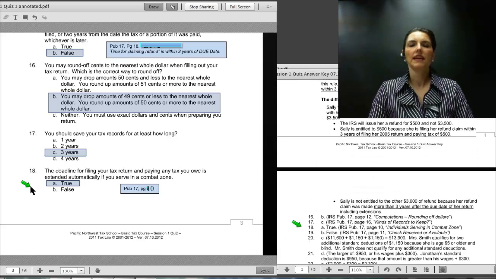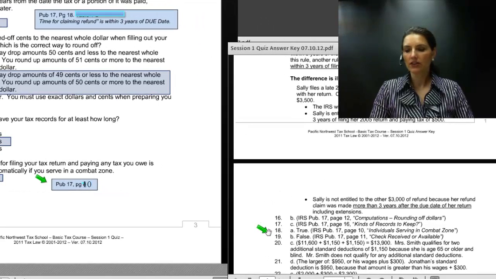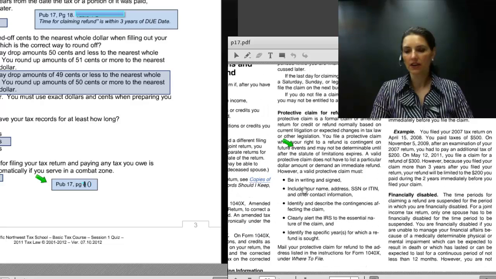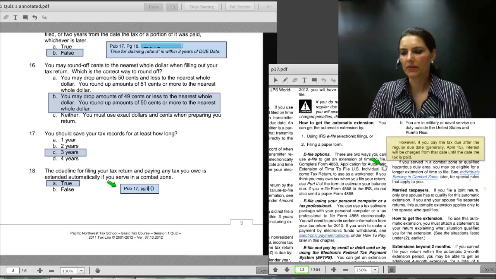Number 18, the deadline for filing a tax return and paying any tax you owe is extended automatically if you serve in a combat zone. That answer is true, and to find the answer, let's refer to Pub 17, page 10. Our answer key is telling you for question number 18 to look on page 10 for individuals serving in a combat zone. So let's go there together. And here we are in Pub 17 on page 10.